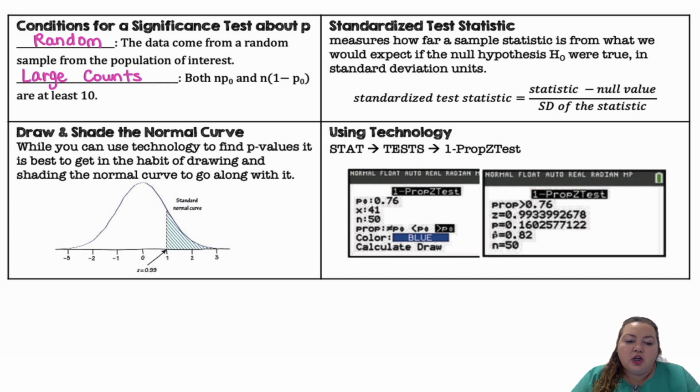If we draw and shade the normal curve, while we can use technology to find the p-value, it's best to get in the habit of drawing and shading the normal curve to go along with it. This helps to make sure that your answer makes sense. So we have our standard normal curve, we go to our test statistic, however many z-scores we are away, label that and shade above or below depending on if we're doing a greater than test or less than test. And then using technology, we go to stat, over to test, and we'll be doing a 1 proportion z-test.